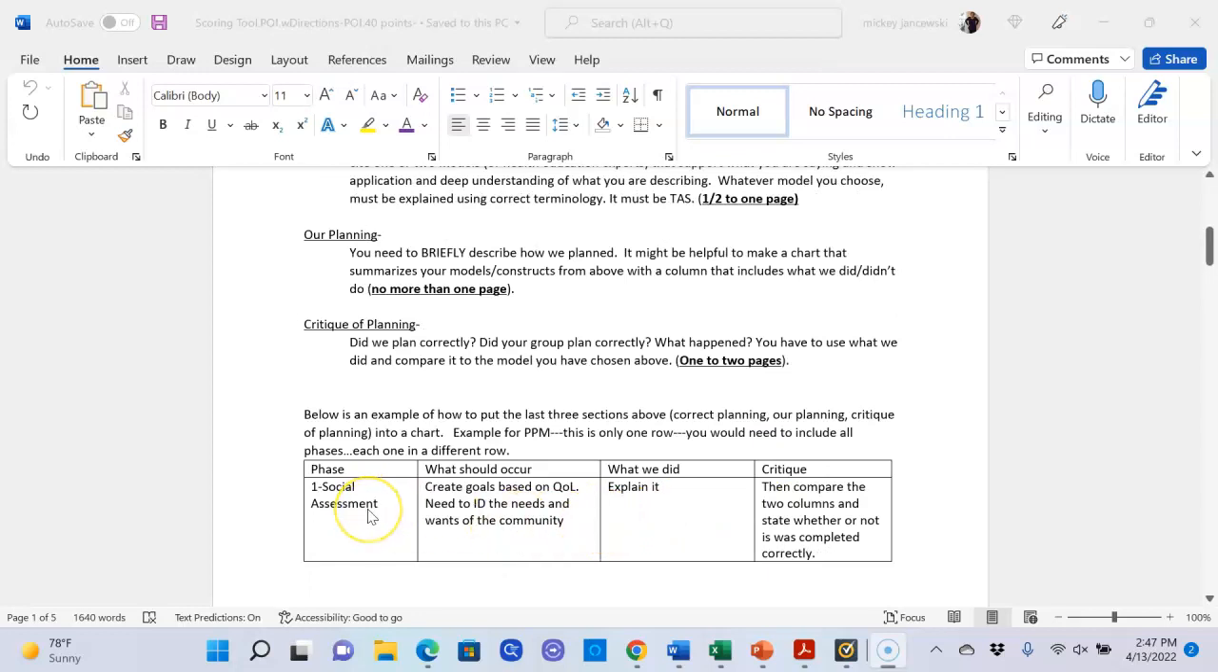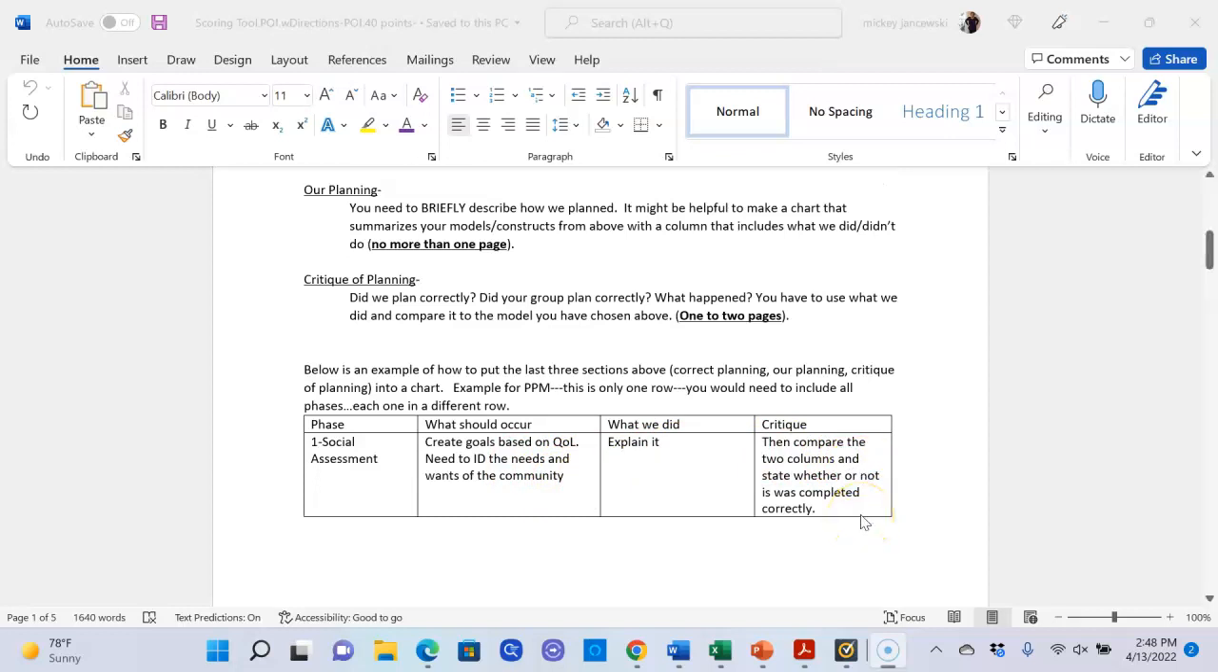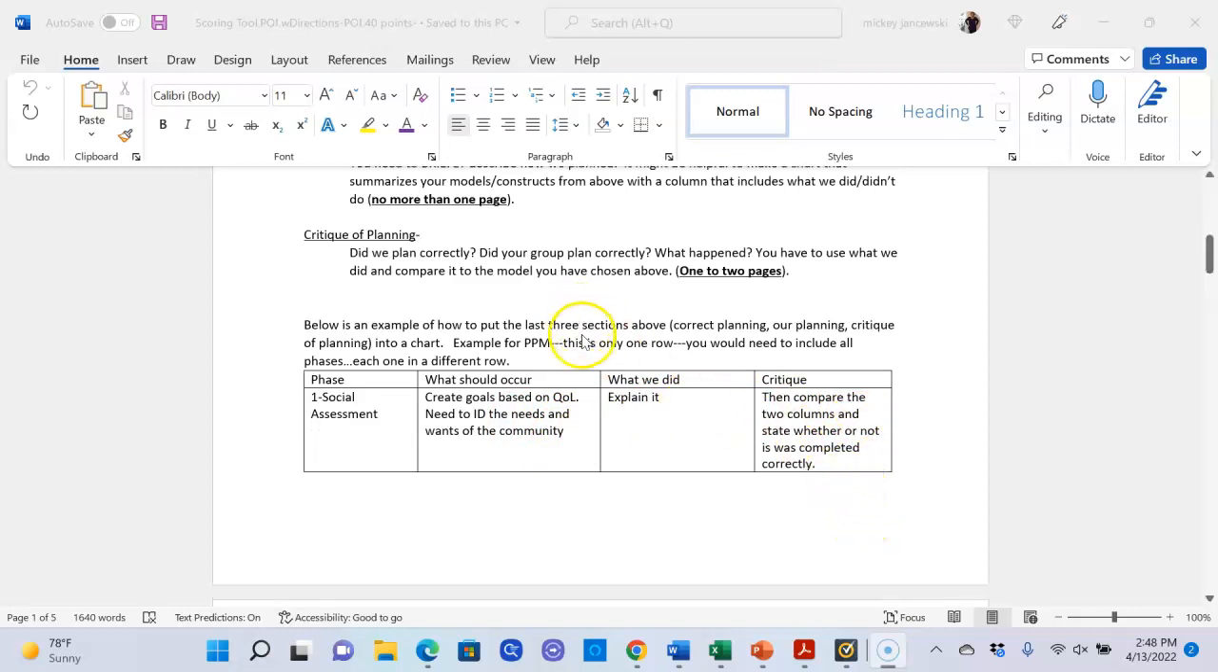So I just chose to do 1 phase of PRECEDE-PROCEED. So if you did it in a chart, here it is. The phase is social assessment. The model says that you should create goals based on the quality of life, and you need to identify the needs and wants of the community. Explain what your group did, and then compare the 2 columns to state whether it was completed correctly. Again, either narrative or chart, not both.